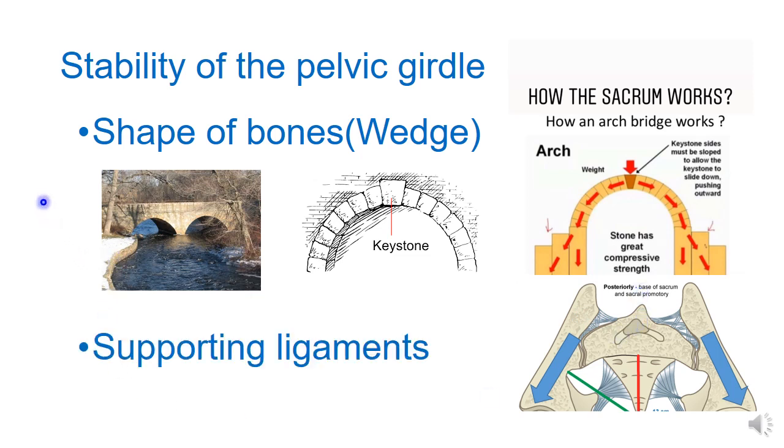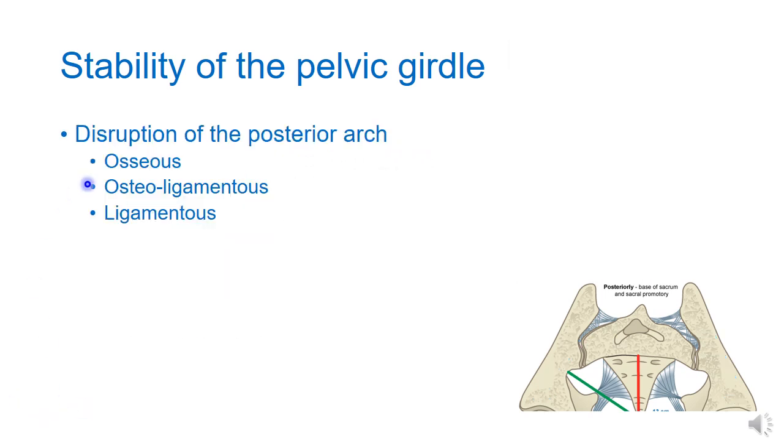So the two factors responsible for the stability of the bony girdles again are the shape of the bones, the wedge shape of the sacrum, and the supporting ligaments. If the disruption occurred in this posterior arch, either osseous or bony disruption like sacral fracture or iliac wing fracture, or osteoligamentous like dislocation of this joint together with fracture of a part of the bone, or a pure ligamentous disruption, all these three factors can contribute to instability of the pelvis after injury.